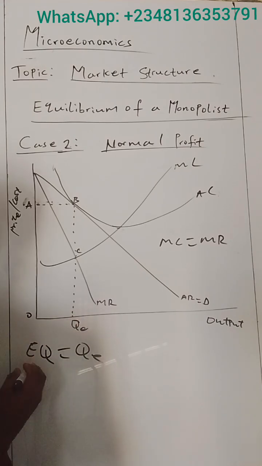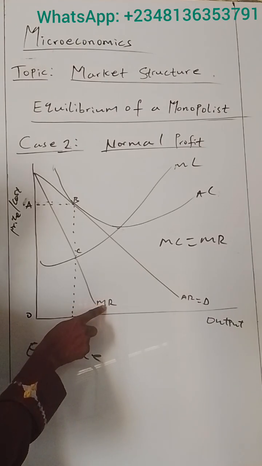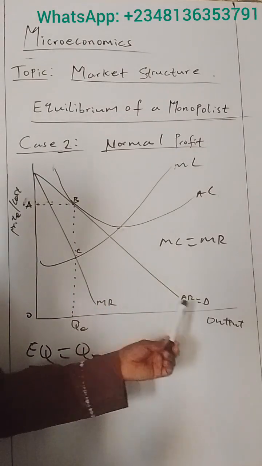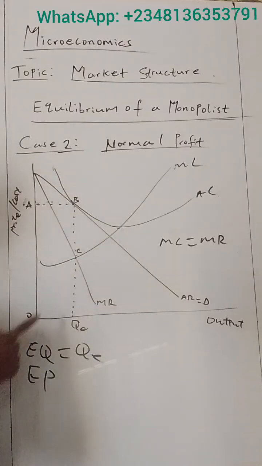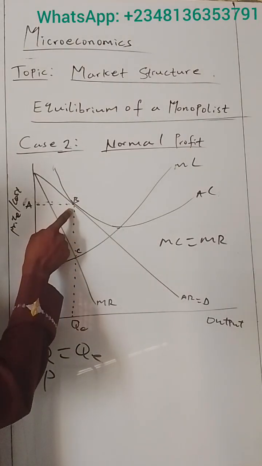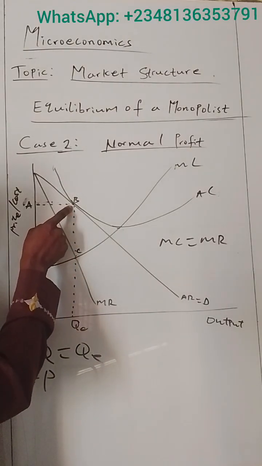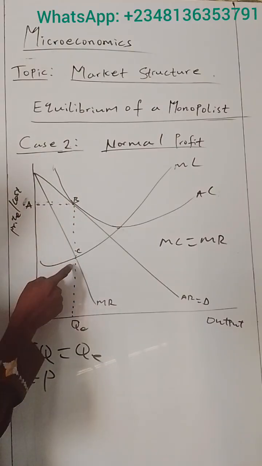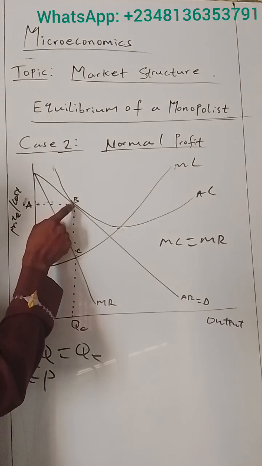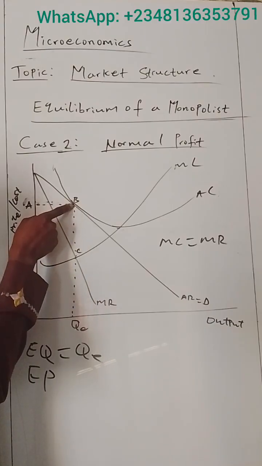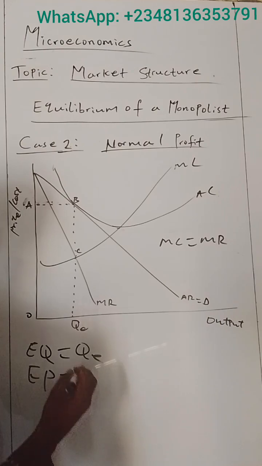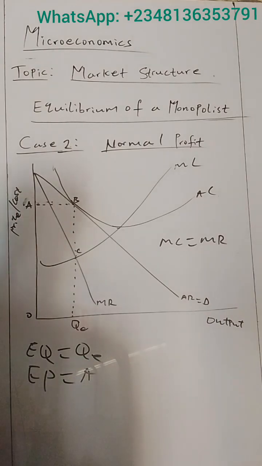So how do we know the equilibrium price? This is not the demand curve; that is the AR curve. So don't forget AR curve is the same as the demand curve. To get our price, we need to trace it up to the demand curve. When you get to the demand curve, we now trace it to the price axis here. Continue to trace from equilibrium until you get to the demand curve here, then we trace to the price axis here. So equilibrium price here is equal to A.